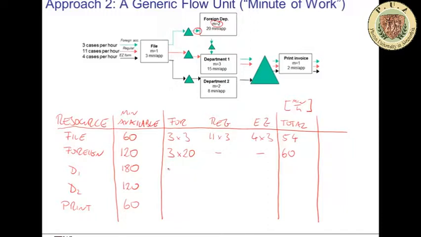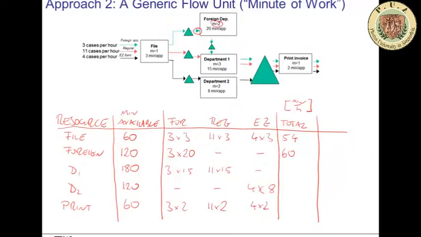In Department 1, we have 3 times 15 minutes caused by the foreign cases, 11 times 15 minutes caused by the regular cases, and no work caused by the easy cases. In Department 2, we have only the work from the easy cases, of which there are 4 units an hour, times 8 minutes per unit. Finally, everybody shows up at printing, creating a workload of 3 times 2 minutes for the foreign cases, 11 times 2 minutes for the regular cases, and 4 times 2 minutes for the easy cases.